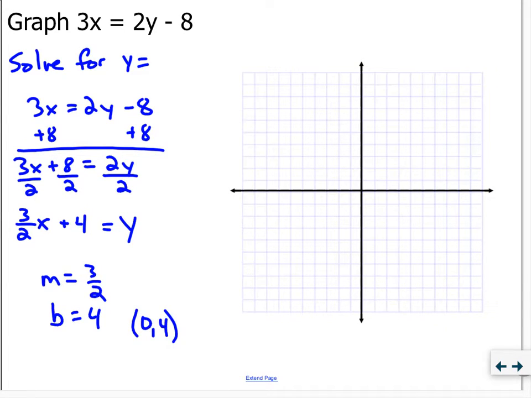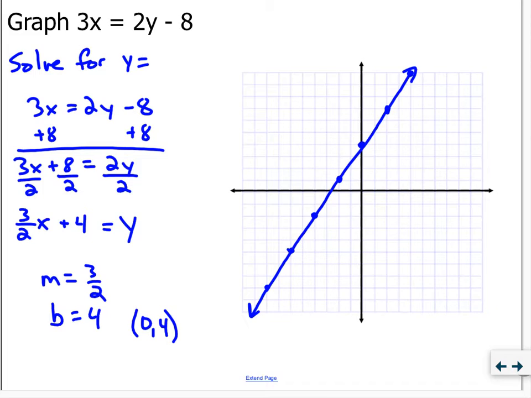So let's graph. Let's go to the point 0, 4, and let's start doing our slope. Go up 3 over 2. There's my dot. Up 3 over 2. There's my dot. I don't need all those little tiny dots in there. Go the other way. Go down 3, left 2. Down 3, left 2. Down 3, left 2. Yay! I don't need those things. Here we go. Let's now draw a nice line between those.